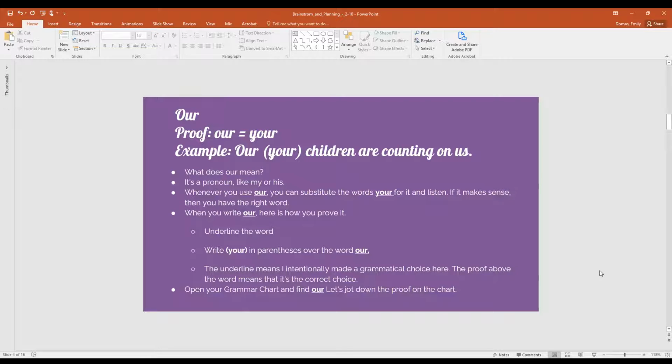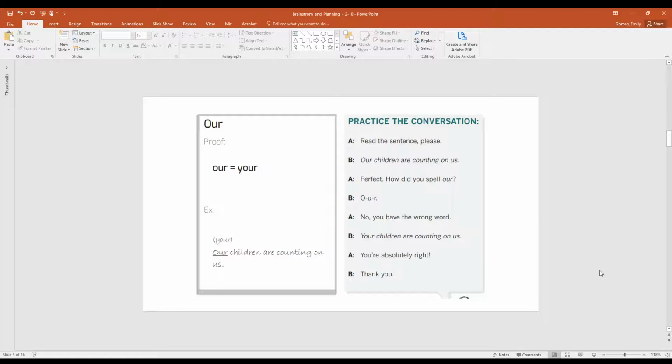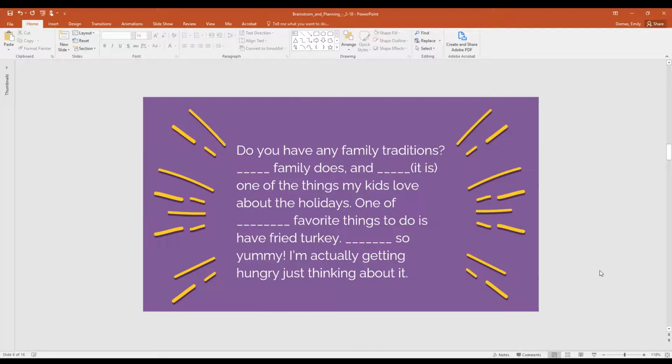So our stands for your. So what does it mean? It's actually a pronoun like my or his. So whenever you use our, you can substitute the word your for it and listen. And if it makes sense, then you have the right word. Okay, so just a little sentence stem example.